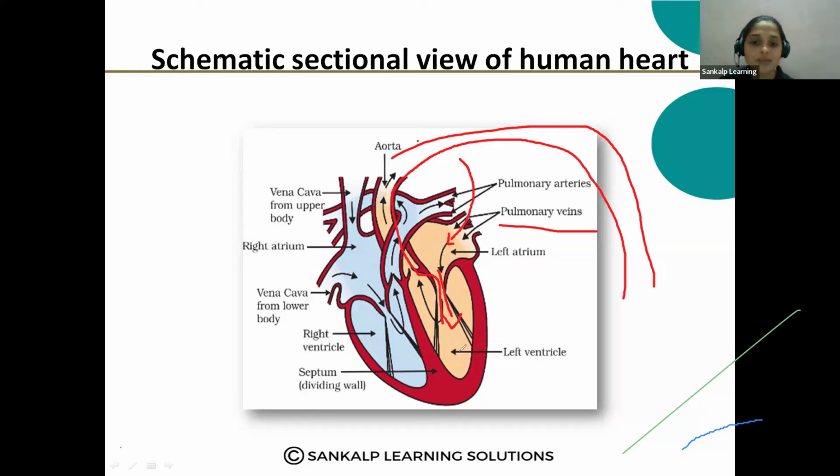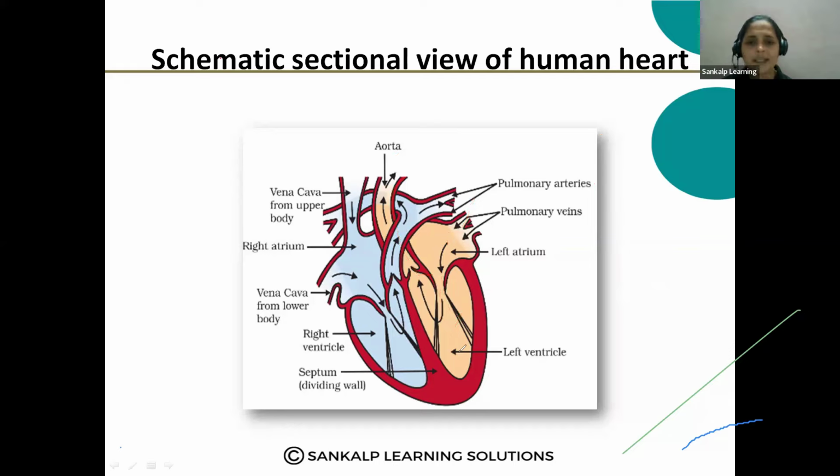Okay, so this is the first step. The second step: the deoxygenated blood is collected by the vena cava. Any doubts? No? Okay, this vena cava receives the deoxygenated blood.